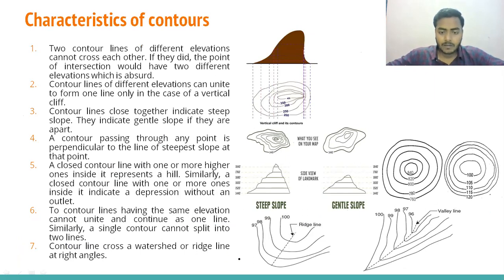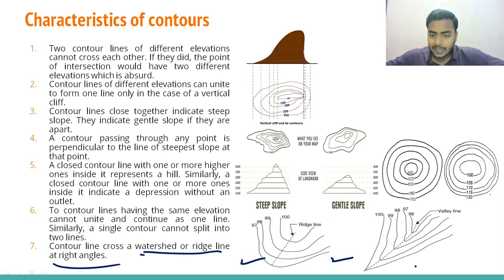Because in the figure, this one and this one, the contour line crosses a watershed or ridge line at right angle. So when you are talking about the ridge line and a valley, the contour line will cross the ridge line at 90 degrees. This will be a 90-degree crossing.